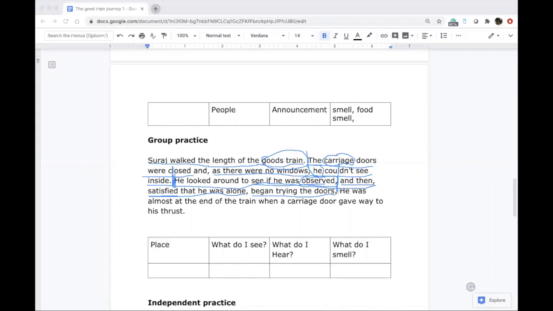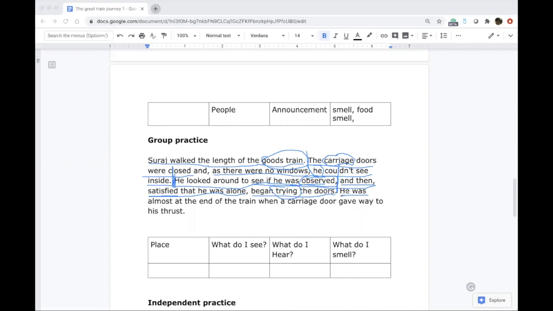Began trying the doors. What do you think is the meaning of this part, Yogita? Sir, I think he tried to open the door. Very good answer. He looked around. He made sure that no one is watching him. Then he began trying the doors. That means he began trying to open the doors. Okay. So Suraj looked around, made sure there are no other people watching him. Then he tried to open the doors.